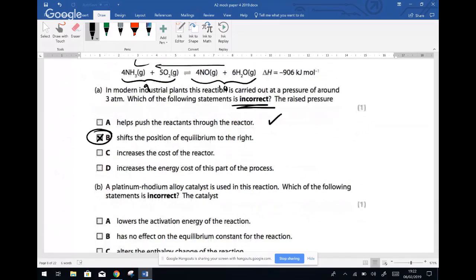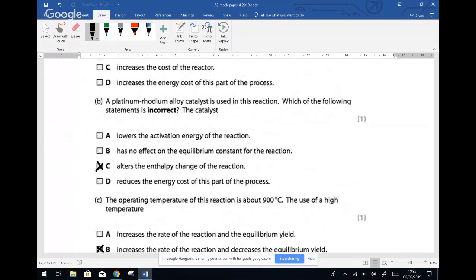Next. The platinum-rhodium alloy catalyst is used in the reaction. Which of the following is incorrect? The catalyst lowers the activation energy. Can I just point out, by the way, that itself is wrong. So if I was in an exam, I'd probably tick that box and go, I'm done, because that is not true. Nothing can lower an activation energy. It can provide an alternative route with a lower activation energy, but that statement there is wrong.